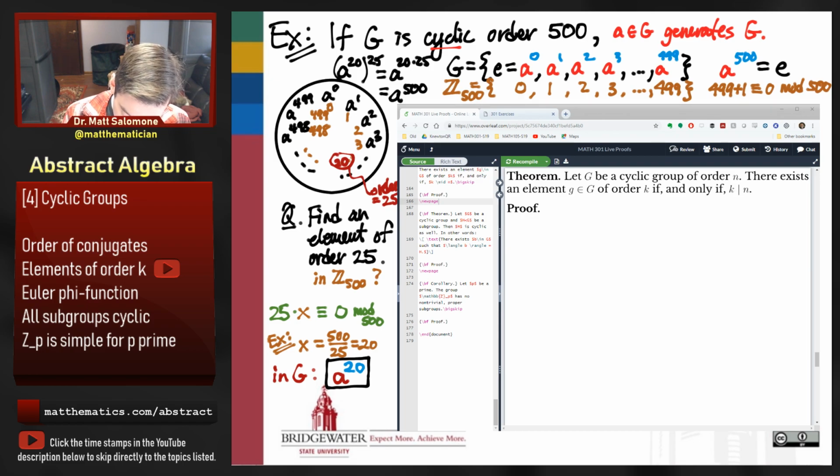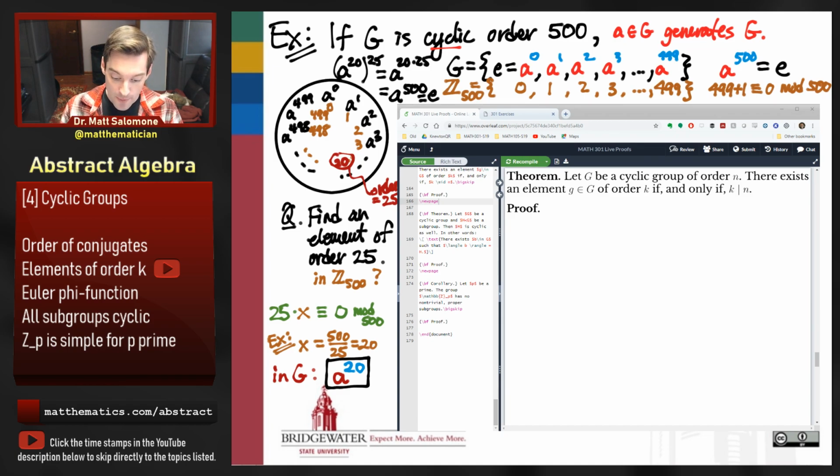And therefore, we at least know that the order of A to the 20 is a factor of 25. We can check that no smaller factor of 25, such as 1 or 5, will make A to the 20 to that power equal to the identity. A to the 20 to the power 1 is not the identity. A to the 20 to the power 5 is A to the 100, but that's not the identity either. Therefore, 25 must be the order of the element A to the 20.